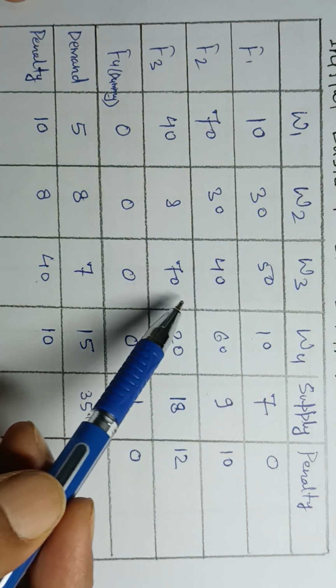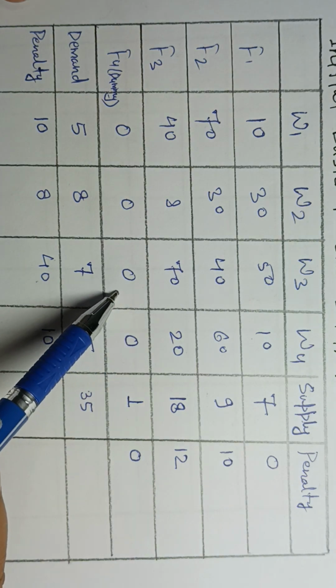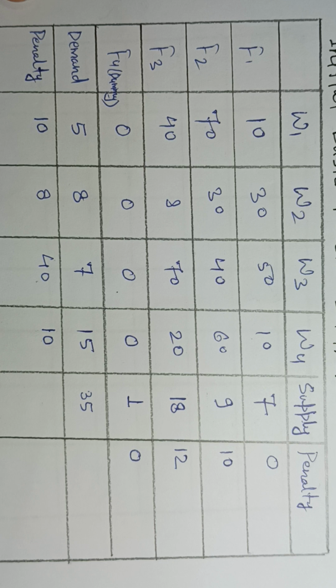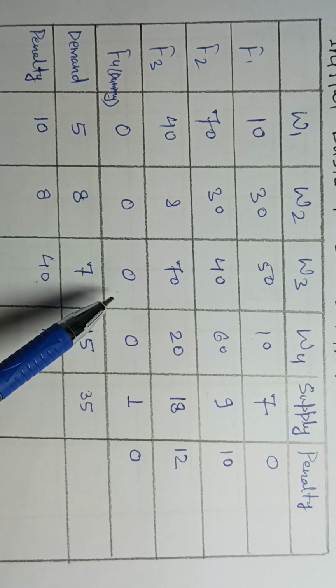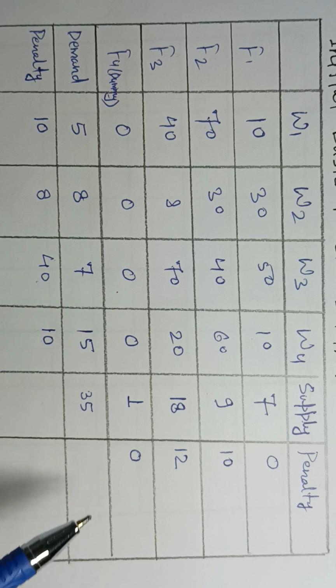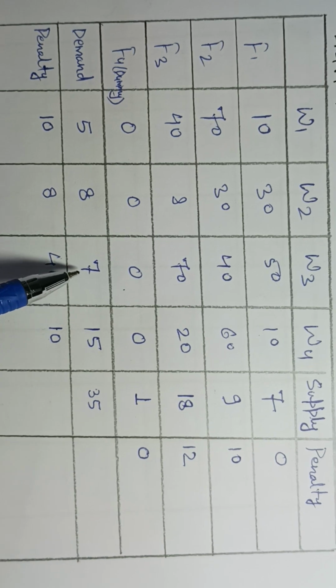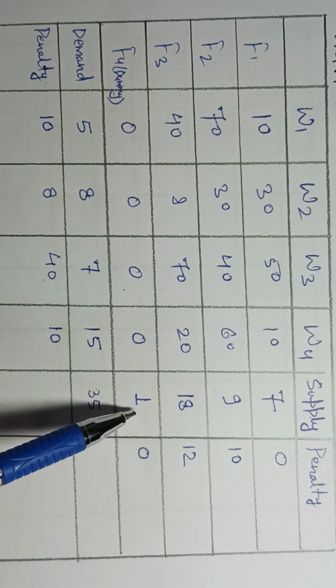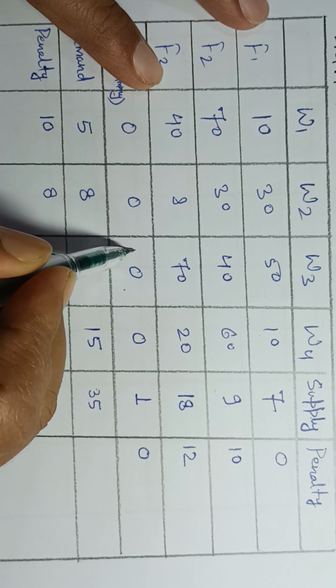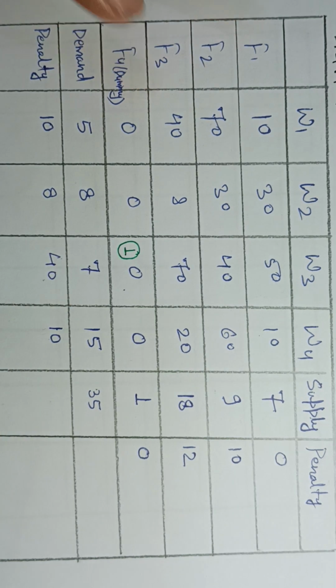So see here 50, 40, 70 and 0. So here 0 is the least cost. 0 is the least cost, and how much quantity can we allocate in this cell? With the 0 cost, see here demand is 7 but supply is 1. So maximum how much quantity can we allocate here? 1 unit we can allocate here, maximum 1 unit.